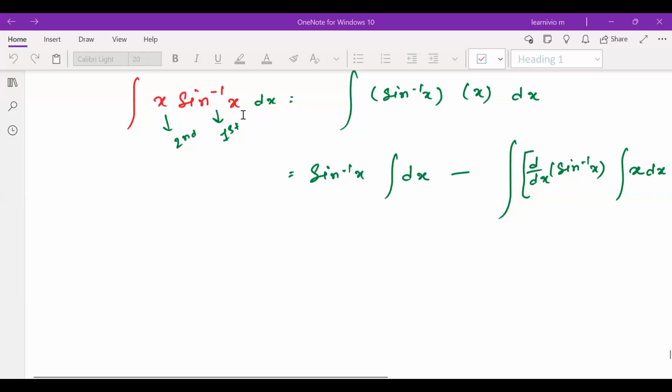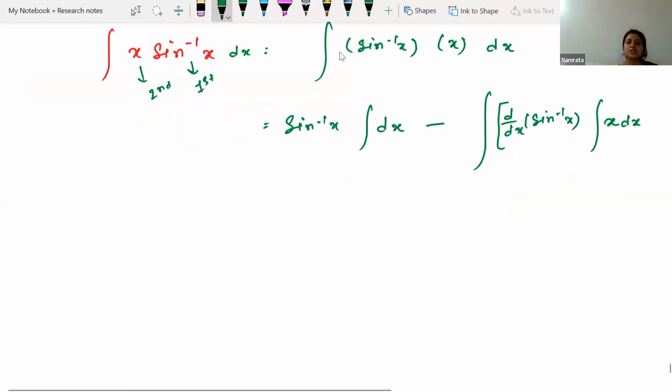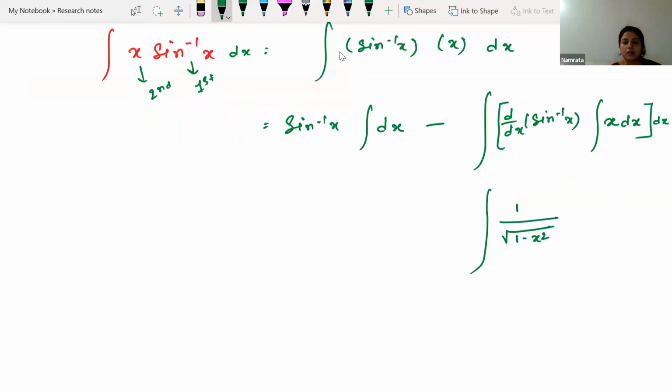Can you see the screen? Yes, ma'am. So please tell me what is the derivative of sine inverse x? 1 upon under root 1 minus x square. It's 1 by under root 1 minus x square, right? Yes, ma'am. And this x dx will be x square by 2.